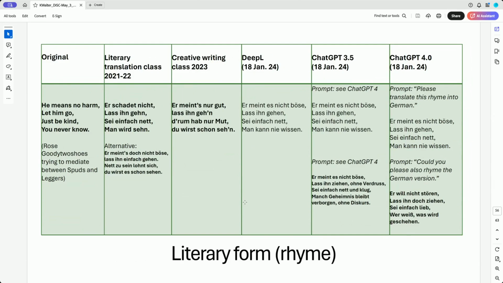DeepL, from my experience, cannot recognize literary form in a source text, and it can't produce it in a target text. When I asked ChatGPT to rhyme the same passages in the source text, it wasn't able to do this. So it seems to me that it can't recognize literary form in the source text, but in a next step, I suppose you can prompt it to use rhymes in the target language.